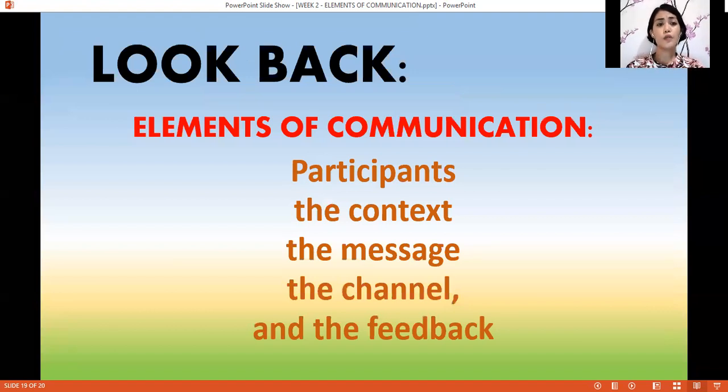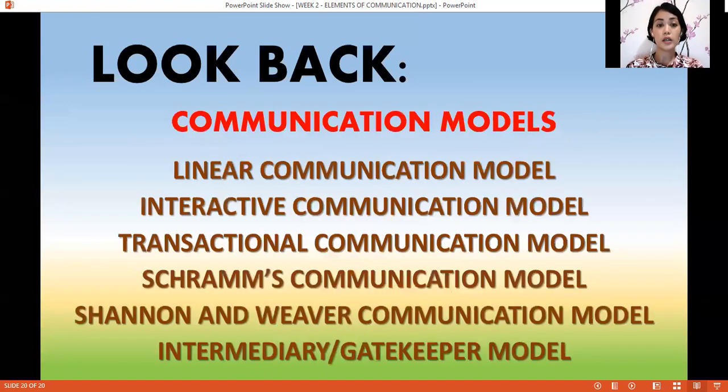So we have learned that the elements of communication are the participants, the context, the message, the channel, and the feedback. And these are the communication models. That is the end of the lesson. However, I have here my questions for you. I am going to give you an example for you to have a quick review.